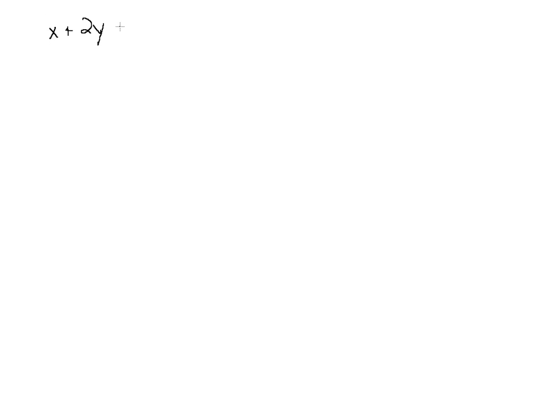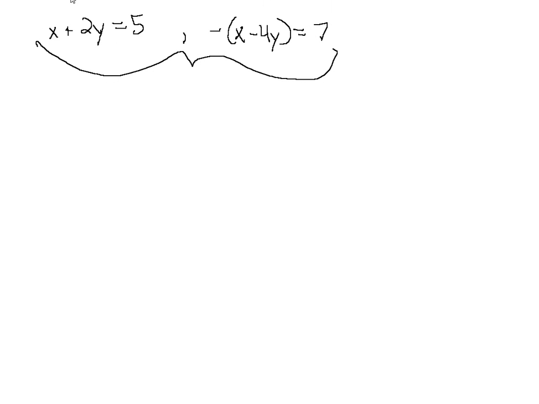So let's look at the next one. We have x plus 2y equals 5 and minus x minus 4y equals 7. All right, so this is our system of linear equations. We have equation 1 and equation 2, so let's go ahead and add them together. We need to simplify this one a little bit, but then we can add them together and see what we get. So we have x plus 2y equals 5. If we distribute this minus sign, that'll give us minus x plus 4y equals 7.